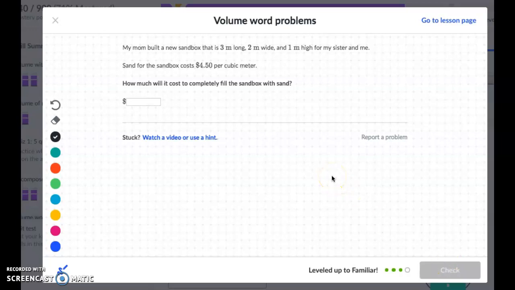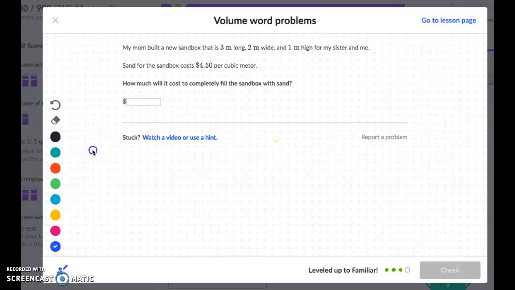My mom built a new sandbox that is 3 meters long, 2 meters wide, and 1 meter high for my sister and me. Sand for the sandbox costs $4.50 per cubic meter. So how much will it cost to completely fill the sandbox with sand? So first I need to figure out how many cubic meters of sand do I need? So what is the volume of that sandbox?